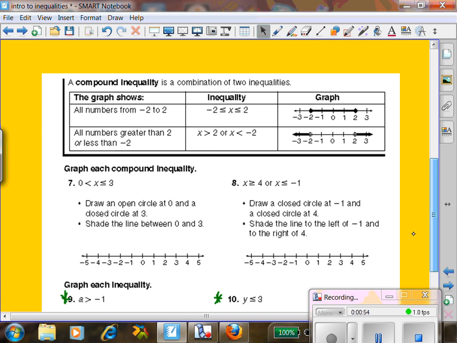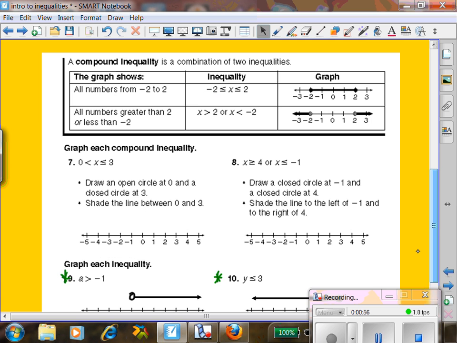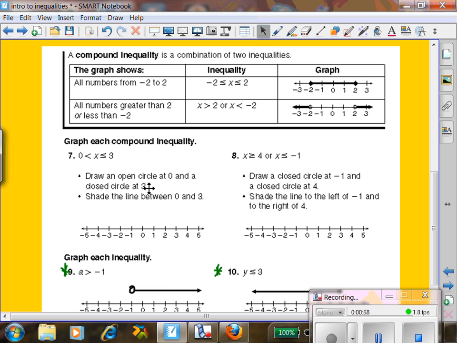I duplicated some of my stuff here, but on the back of your reteach, you have this section on what's called compound inequalities. Compound just means a combination of two inequalities. And there's two different situations that you could have. One of them is a very realistic, everyday occurrence, whereas the other one is not maybe as common, but it's still a possible situation in math.